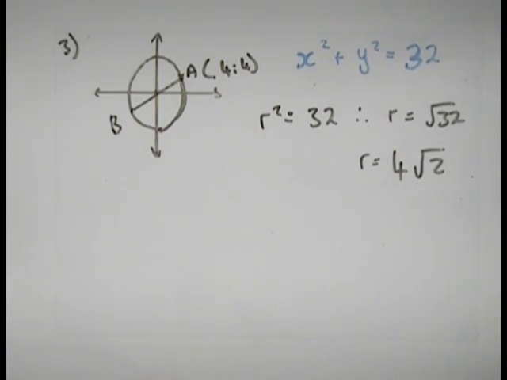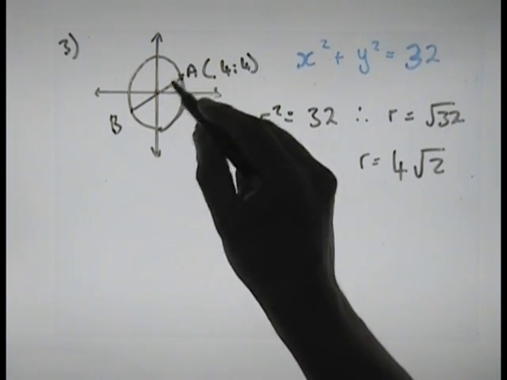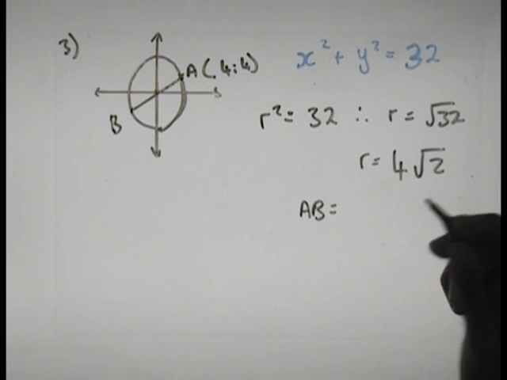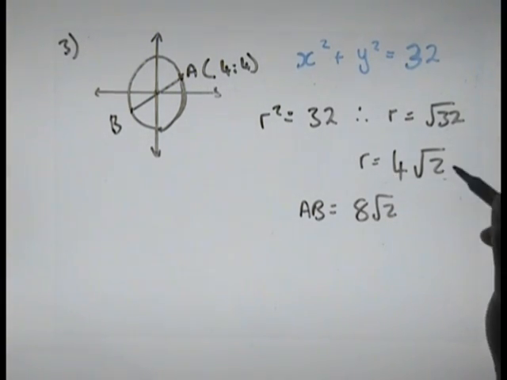That means the distance AB. Now AB is the diameter, which means that it's twice the length of the radius. That's the radius. The diameter is double that length, which means that AB in simplest surd form is equal to 8 root 2. We just doubled that.